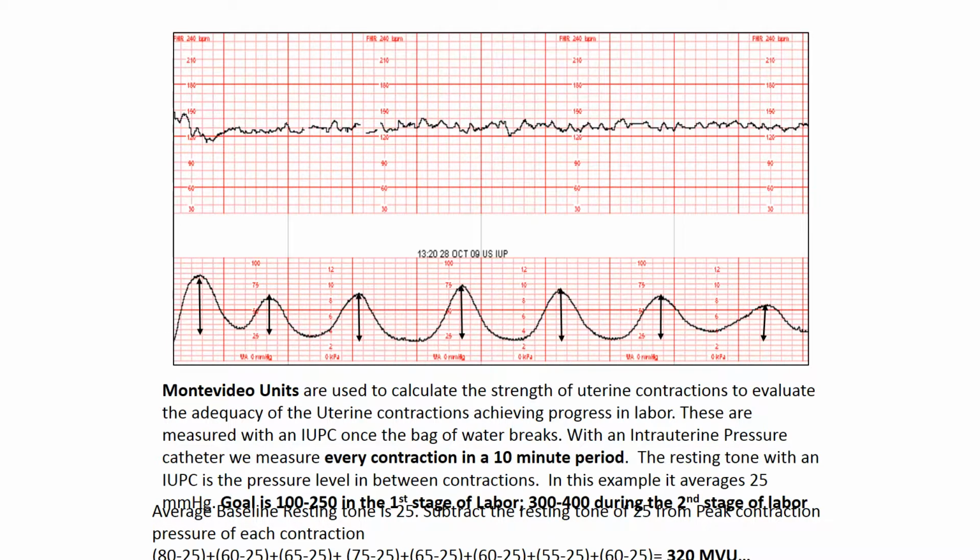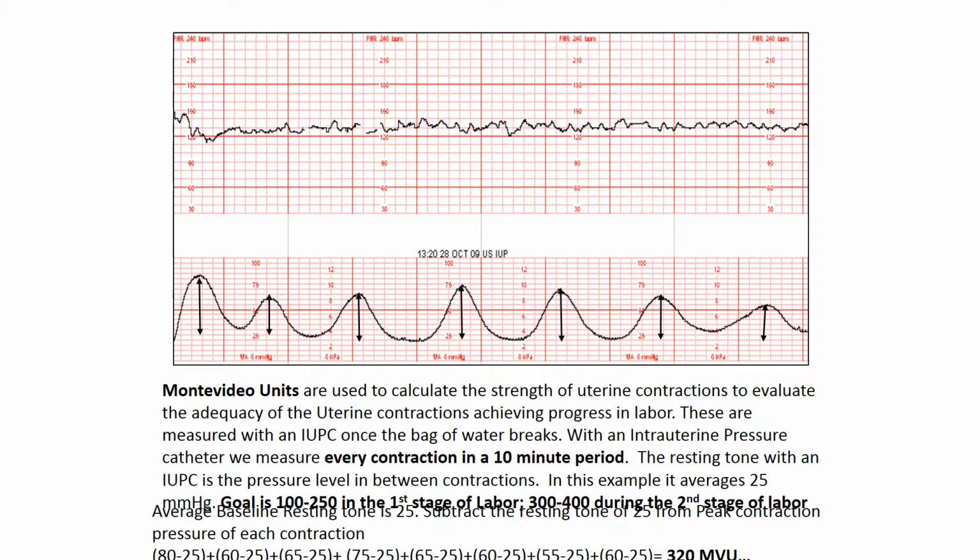So if this patient is in the first stage of labor, or if she's being induced, 320 Montevideo units is too strong because our goal is 100 to 250 in the first stage. And she's also having tachysystole, which is greater than 5 contractions in a 10-minute period. There's 6 up here, 1, 2, 3, 4, 5, 6, 7 actually on this tracing.